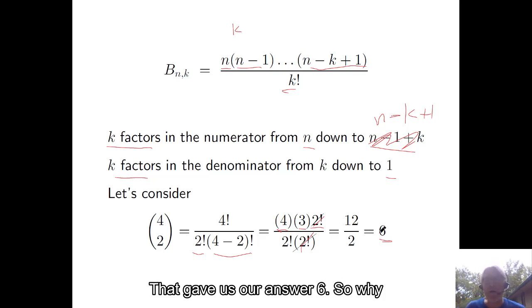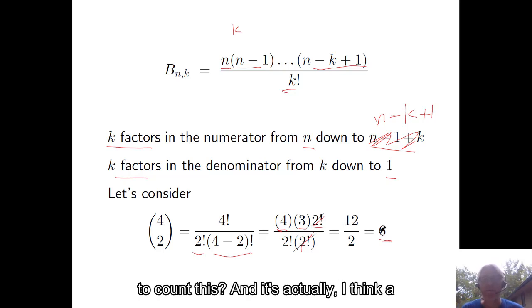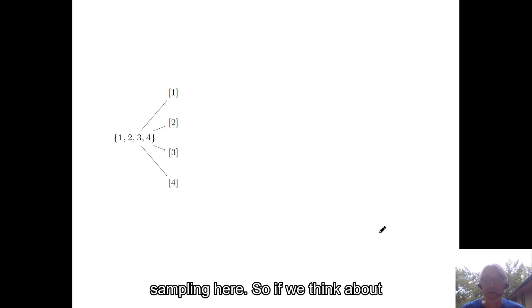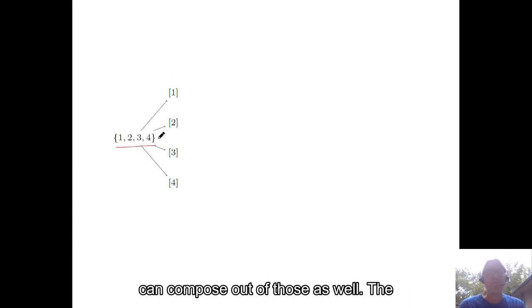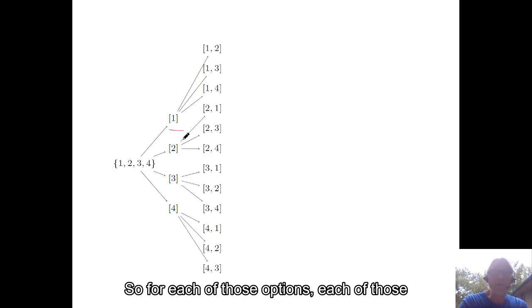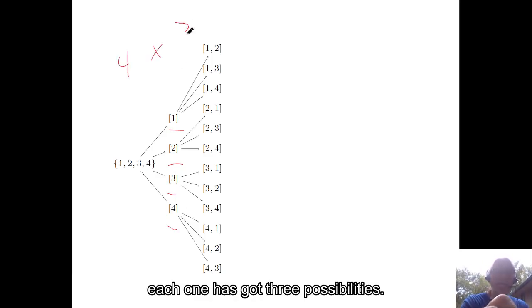So why does this make sense as the correct way to count this? It's actually, I think, a fairly intuitive thing if you think about the process of sampling here. If we think about choosing 2 items from a set of 4 unique items, we want to know how many ordered lists we can compose out of those. Well, for the first item to go on the list, there are 4 choices. Okay, we can choose 1 or 2 or 3 or 4. And now for the second item, each of those 4 options has 3 possibilities.